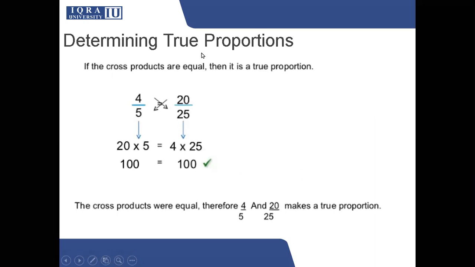So how do you find out if a proportion is true? You write them like this. You have a ratio 4/5, right? And then you have another ratio 20/25, right? And then you cross multiply. What does cross multiply mean? Basically, you take the numerator and you multiply it with the denominator of the second ratio, and you take the denominator of the first ratio and you multiply it with the numerator of the second ratio, right? And then you try to solve them. 4 times 25 is 100, and 20 times 5 is 100 again. So this is a true proportion, right? The cross products were equal, therefore 4/5 and 20/25 make a true proportion.